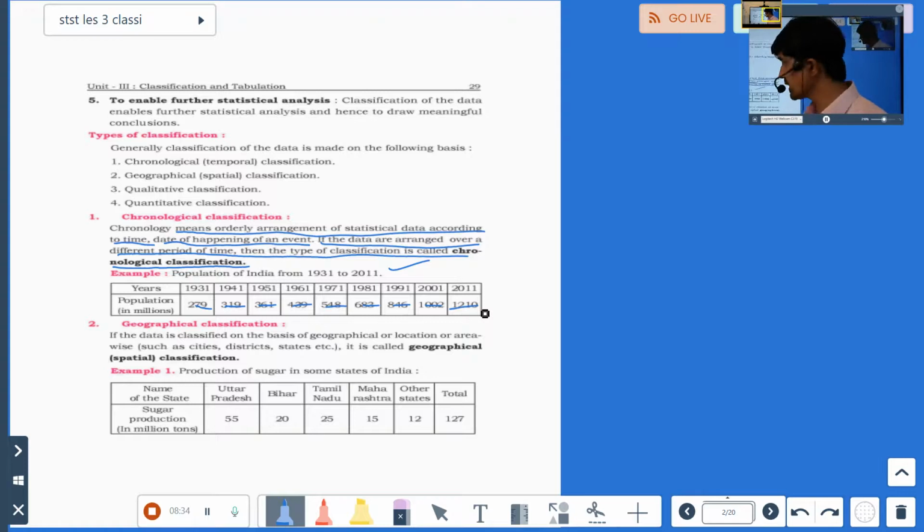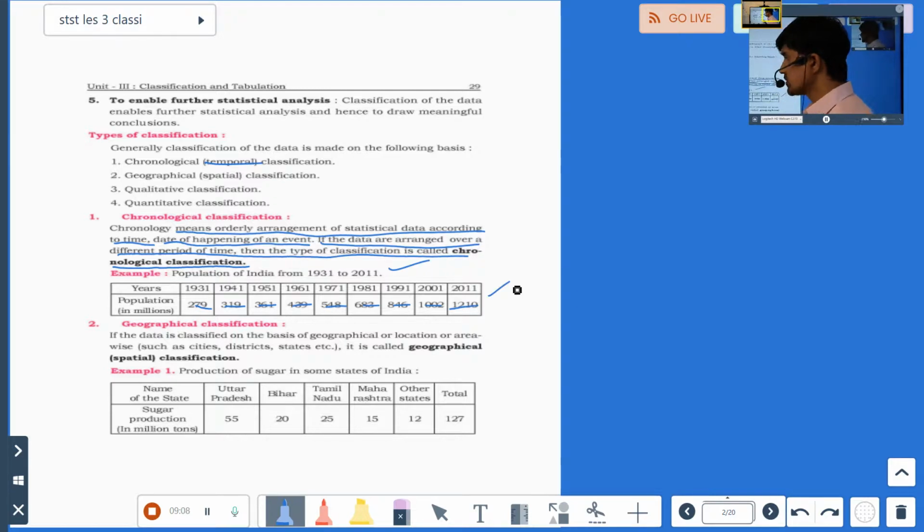What is chronological classification? This is a 2 marks question. You have to write it for 2 marks. They ask, okay, so what is chronology? Chronology means orderly arrangement of statistical data according to time or date of happening of an event. Now, if the data are arranged over a different period of time, then the type of classification is called chronological classification, also known as temporal classification. Okay, example is given here, I have shown you.